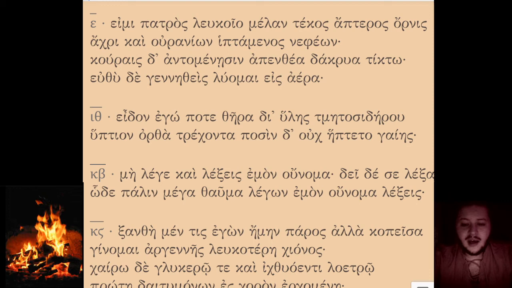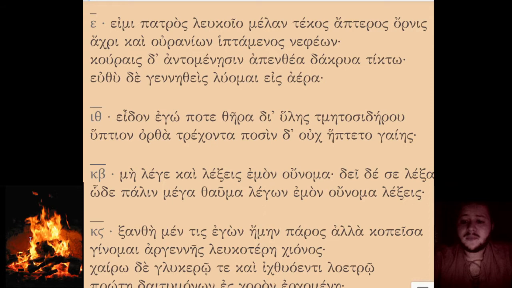Okay, so of a father who is white. The case of white, which is genitive, and father, which is genitive, match, so we can tell that the white describes father. I am of a white father. And then we've got the word melan, which is the color black. Melan. This is where we get the word melanin from in English. Melan is the color black in ancient Greek.